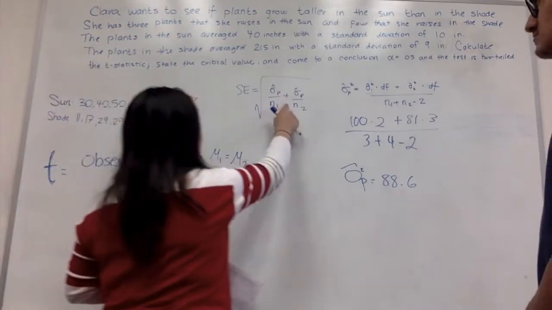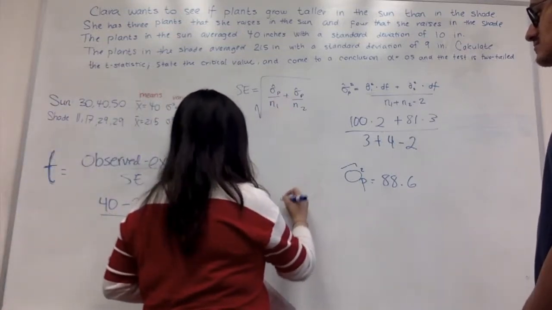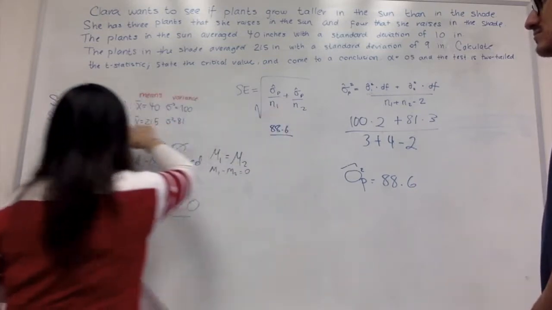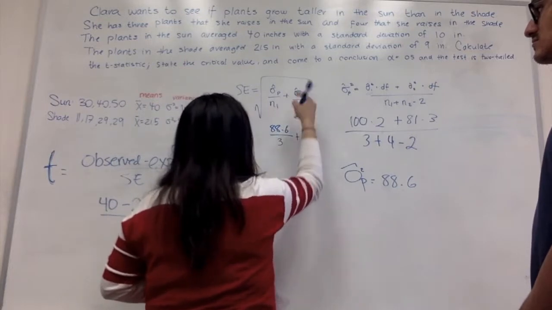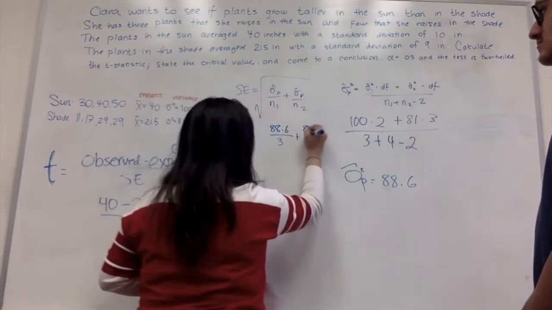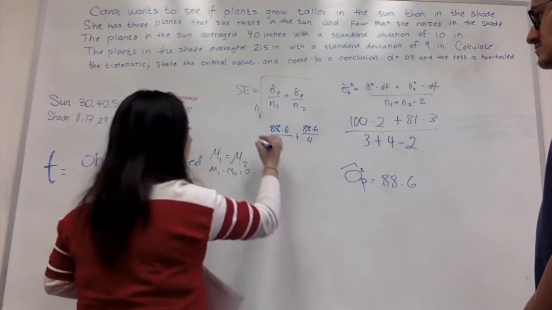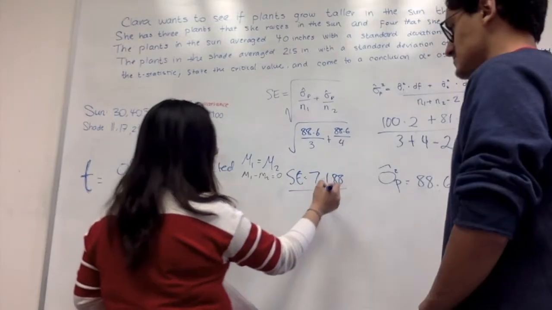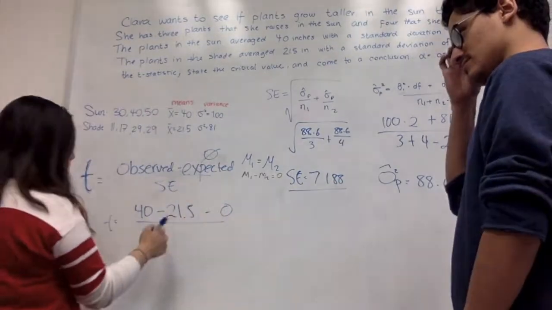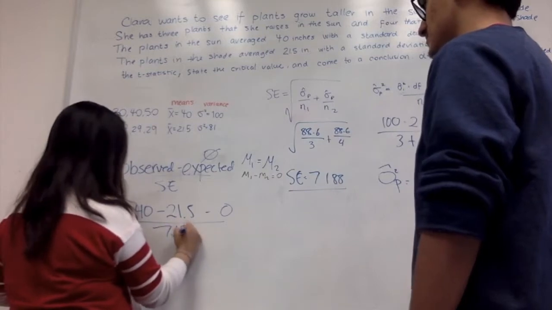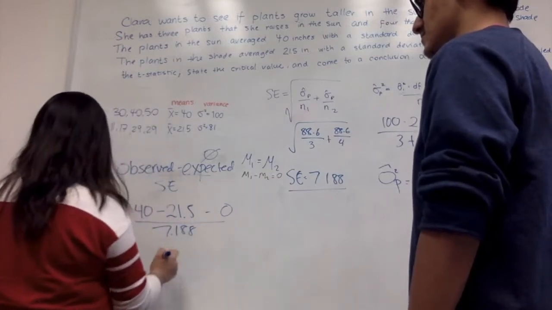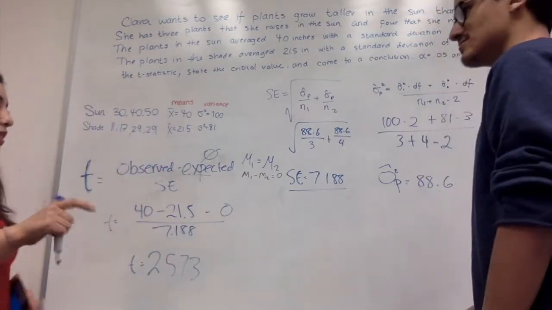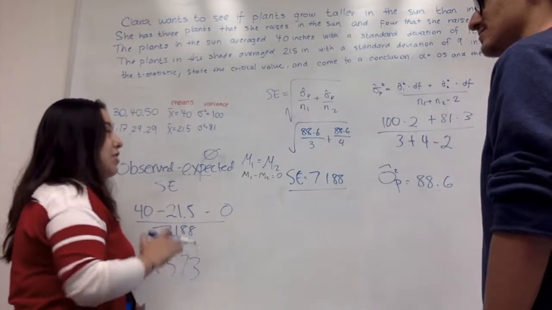So now you have to plug it in here. So we're going to do 88.6 over n1, which is 3, plus the same thing, 88.6 over 4. And then we're going to square root that. Okay, so now that we found the standard error, which is 7.188, we're going to put it in here, which is where our standard error should be. 7.188. Once we do the math, we should be getting 2.573. But we're not done yet. We still need to find the critical value and degrees of freedom to see if we're going to reject the null.